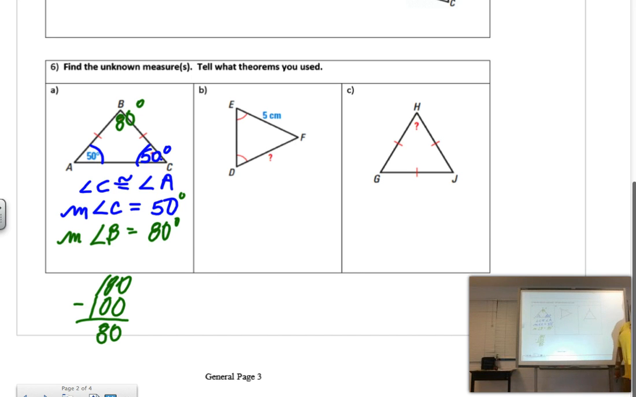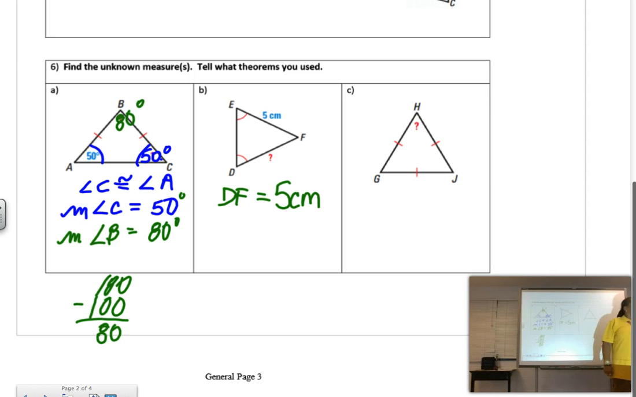What do we know about the legs of an isosceles triangle? They're the same measure. So what then is DF going to be? DF equals 5. And why do we know that? What's the theorem called? The converse of the base angles theorem. That's right. Because we know the base angles are congruent, then the sides opposite them are congruent.